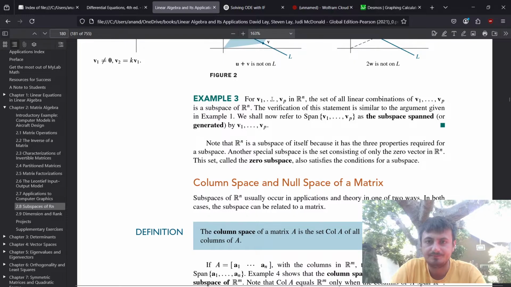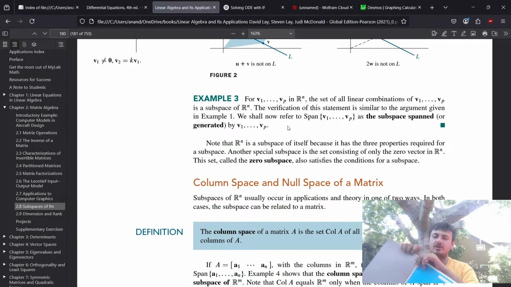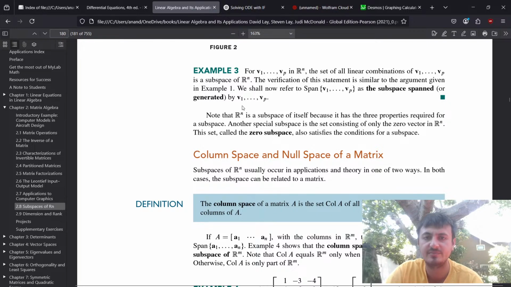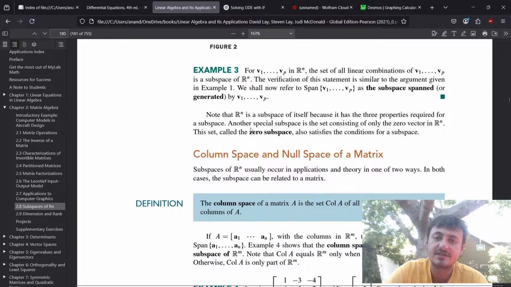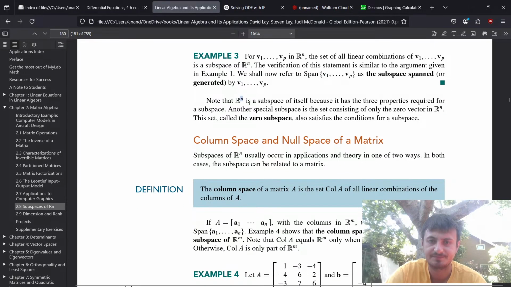All right, then they give you another example. For p vectors in Rn, the set of all linear combinations is a subspace. Okay, so they give us some terminology: we can refer to the span of those p vectors as the subspace spanned or generated by those vectors. So basically, for any set of vectors, there is a subspace equivalent to the span of those vectors, because it's all linear combinations.